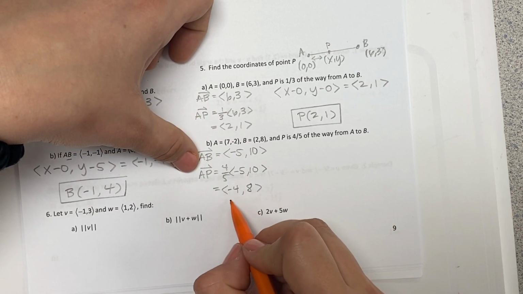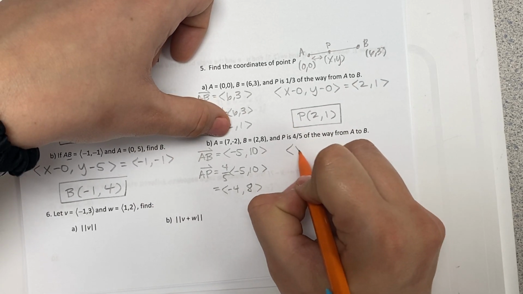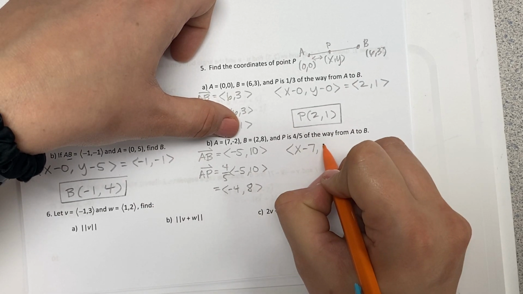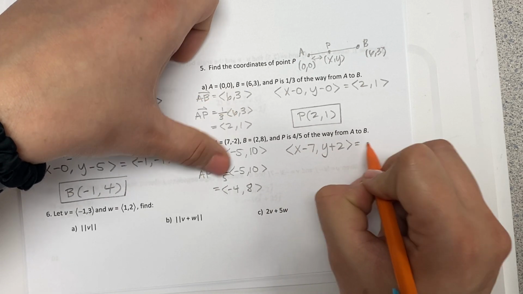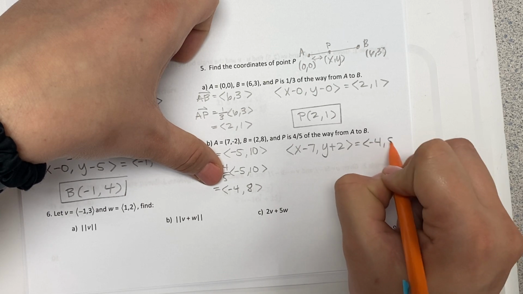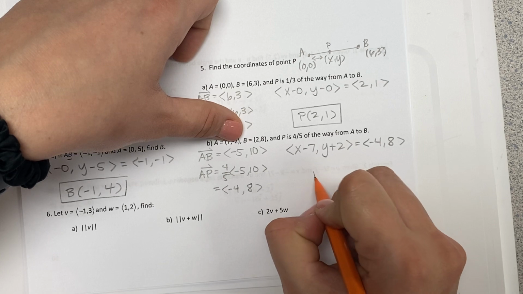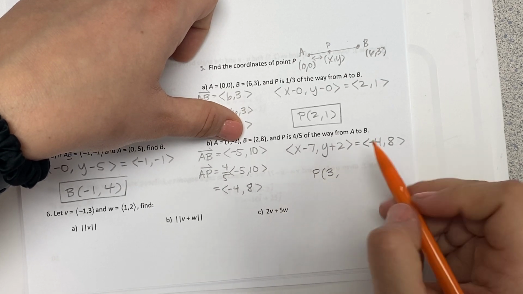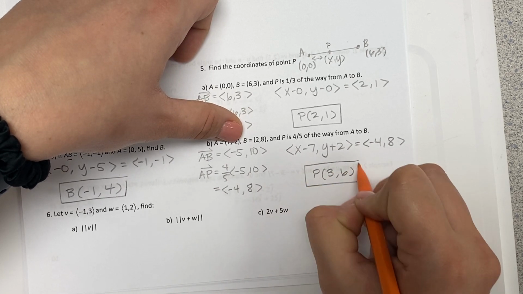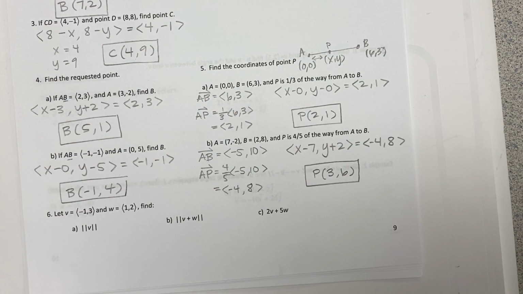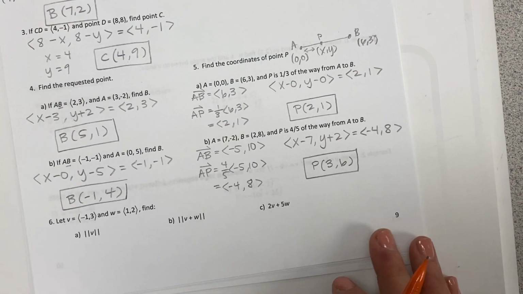Okay, so now my vector equals this, but we have to solve for the point. So x minus 7, y plus 2 is going to be that (-4, 8). What minus 7 is -4? That's 3. What plus 2 is 8? That's 6. Yay!